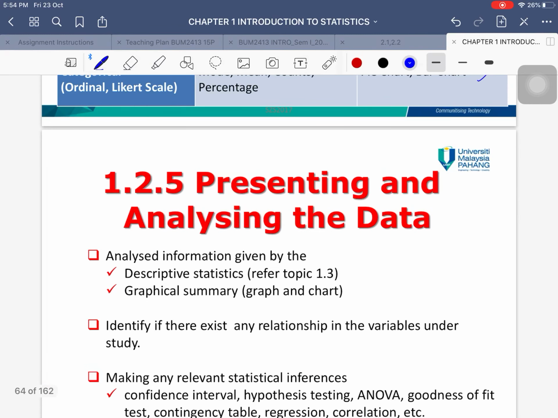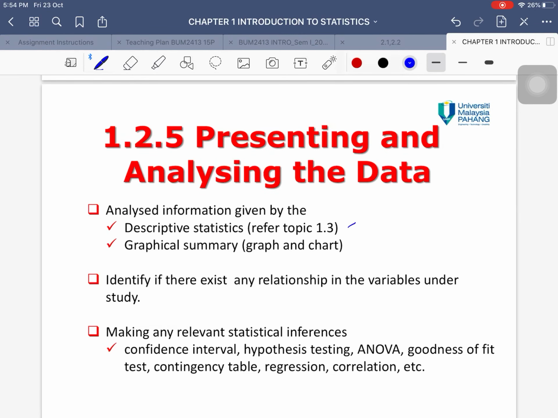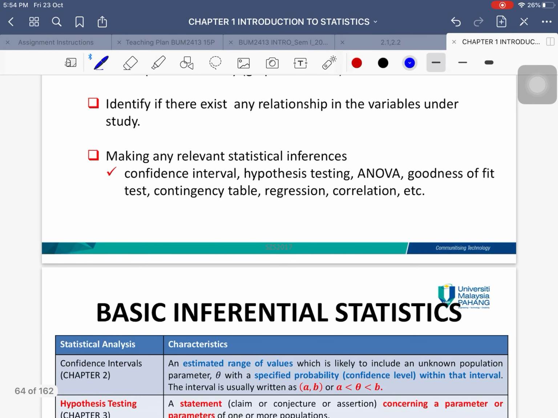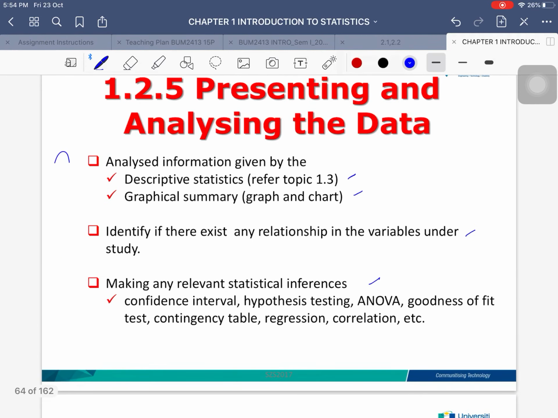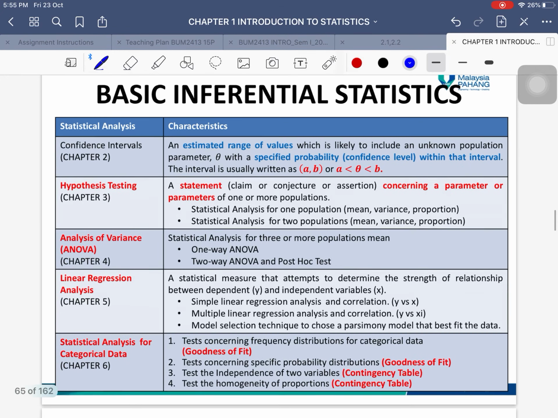Okay, so have a look at this. Presenting and analyzing the data. For analyzing the data, descriptive statistics, we're going to have a look at that in topic 1.3. Graphical summary, we have seen before, so you could summarize your data in terms of graphs and charts because that is going to be easiest for us to compare the data. Or if you have multiple variables, you also want to identify if there exists any relationship in the variables under study, and you want to make any relevant statistical inferences. In fact, all these three things that we have over here are something that you're going to do in your assignment 1.